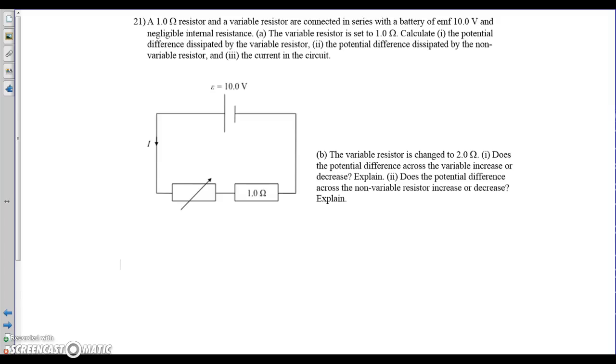Welcome to this video. We're going to solve some problems on circuits involving resistance, potential difference, and current. So here's an example of a circuit. Before we start on number 21, I want to state a couple of quick things.